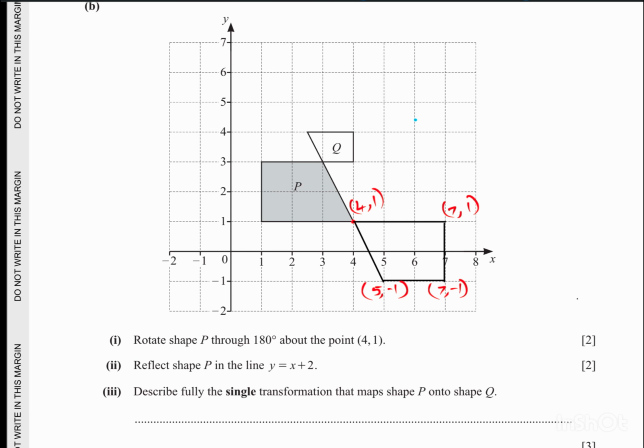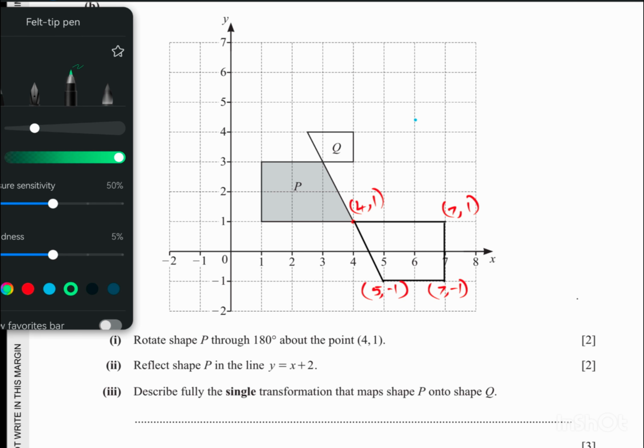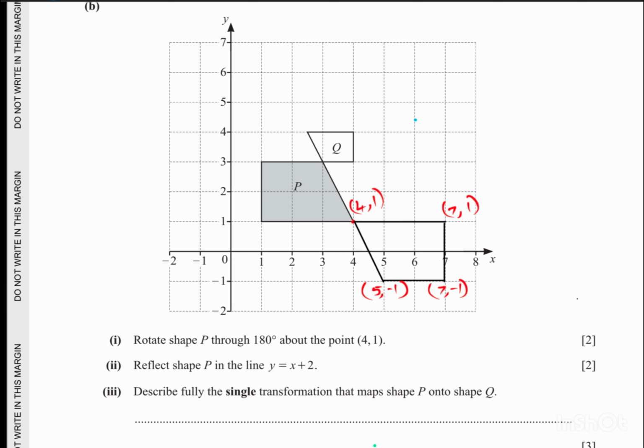Question number 2. Reflect the shape P in the line y is equal to x plus 2. Now y is equal to x plus 2. Let me change the color. So when you see this equation of line, the y-intercept is 2. So first mark the point 2 at 2. And then the gradient is 1, 1 by 1. So one box above, one box right, one box above, one box right. In this way you'll get the line of reflection. So let me draw it. This is the line of reflection. Let me extend it.